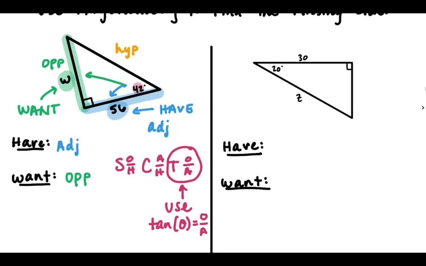Okay, so our angle this time is the 20. The have side is this 30. That's what's given. And the want side is z. That's our variable, right?